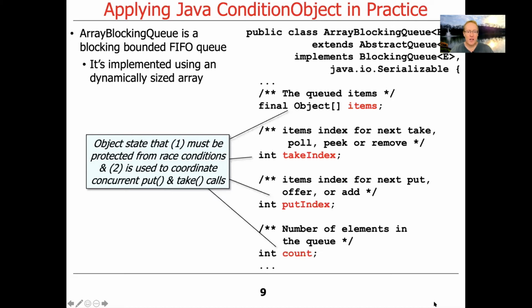So the state here is basically used to coordinate the put and take calls. We have obviously the items, which are the elements in the array blocking queue. We've got two indices, take index and put index, that keep track of where the next take and put are going to go in the items array, respectively. And then we also have another field that keeps track of the number of elements that are currently in the queue.